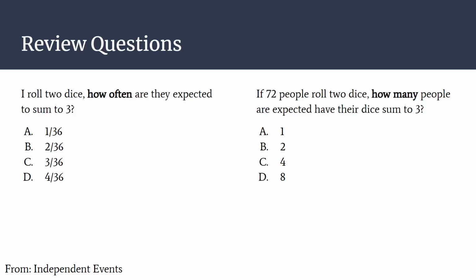Next question. If 72 people roll 2 dice, how many people are expected to have their dice sum to 3? The answer is C. Each individual has a 2 in 36 chance of getting 3, but there are 72 people.